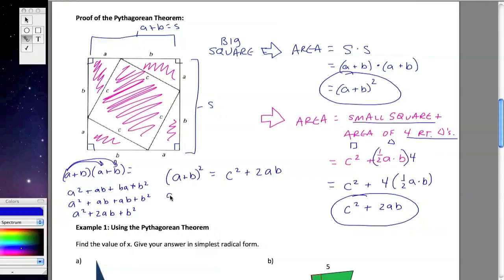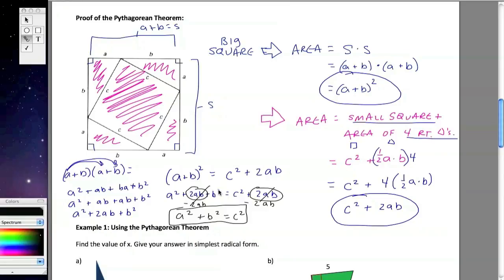Now, a squared plus 2ab plus b squared is equal to c squared plus 2ab. Notice what I have here. I have a 2ab on both sides. So I'm going to subtract 2ab from both sides because I'm trying to balance it out. And what I'm left with is a squared plus b squared is equal to c squared. That's the Pythagorean theorem. So we use the square to prove the Pythagorean theorem.